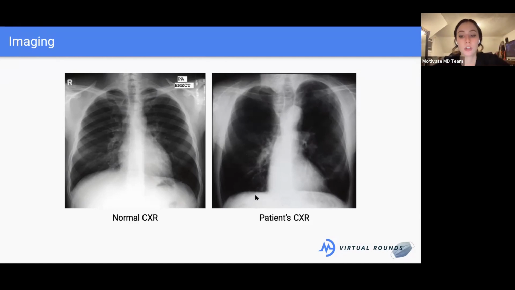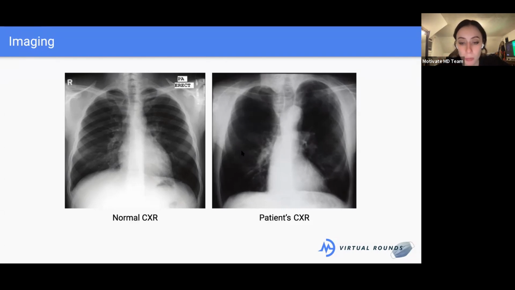However, this guy's diaphragm is super flattened out, and that also goes along with the hyperinflated lungs, because as your lungs inflate more, they push down on the diaphragm and it flattens. Another thing to look at would be the rib shadows. You can see the rib shadows really clearly on the normal chest x-ray, but here it's hard to see.